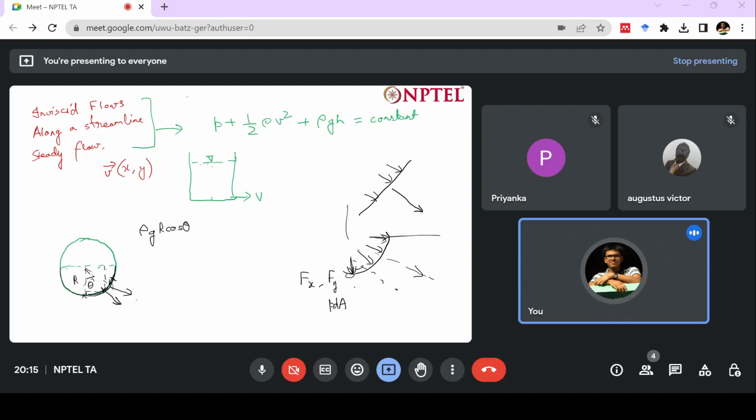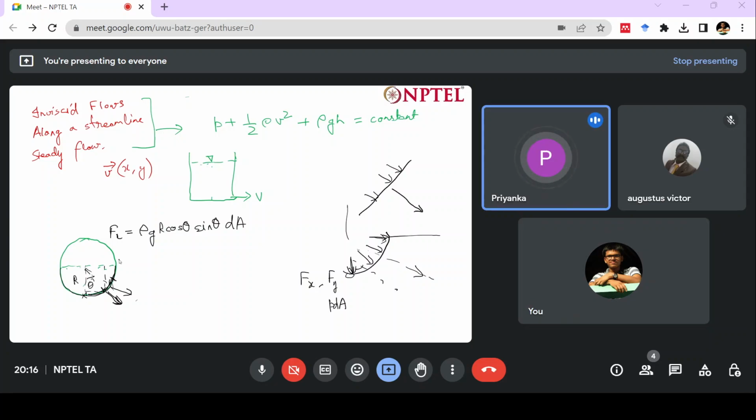Is that clear? For example, in this case, you have this rho g r cos theta, but which direction is it acting? It is acting in this particular direction. So if you want to find, for example, fx, what you will do? You will take a sin theta component. So your fx will be this into dA, whichever area this is acting. Does this answer your question? Is your doubt clear?